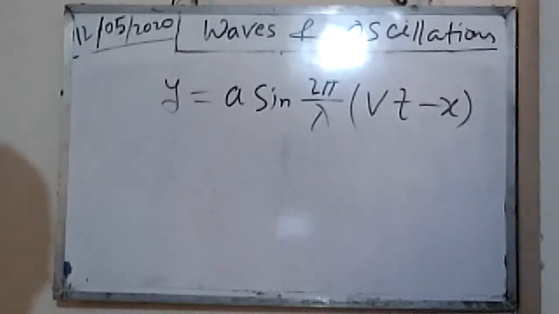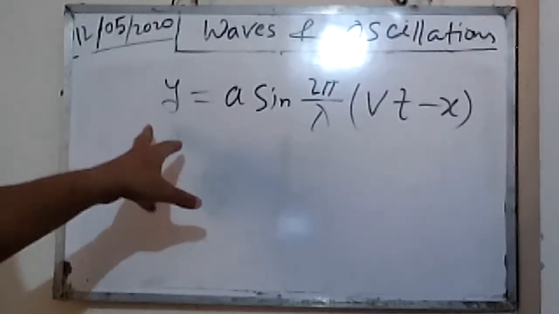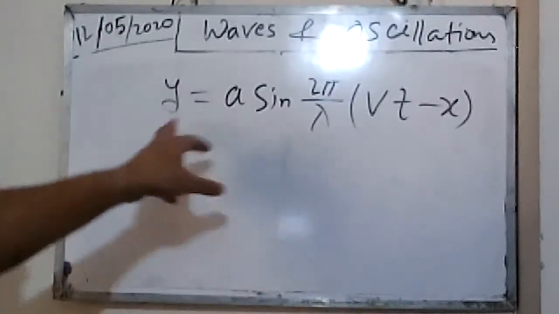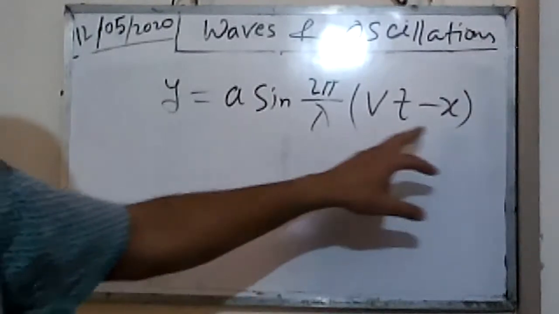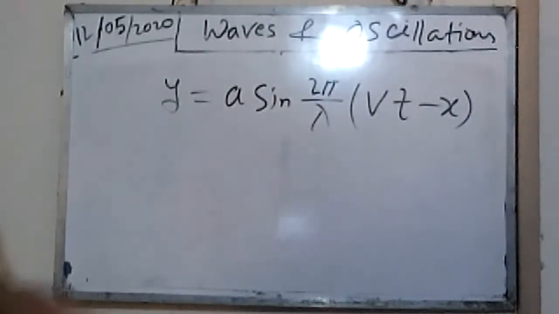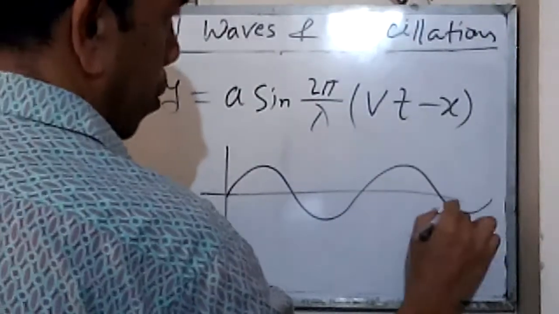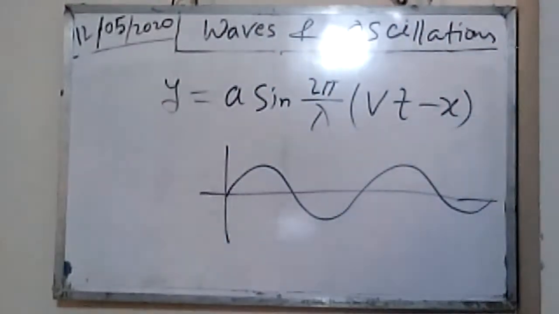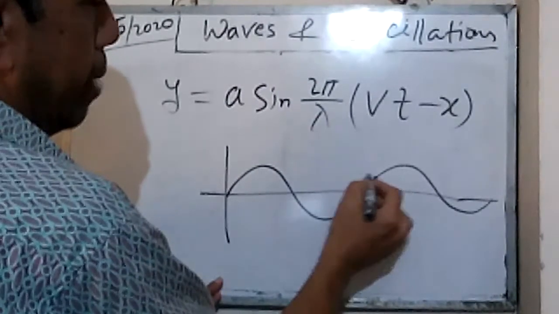We can represent the position of a particle with this equation: y equal to a sine 2 pi by lambda (vt minus x). Here v means wave velocity. V is the wave velocity, and x is the position of any particle.